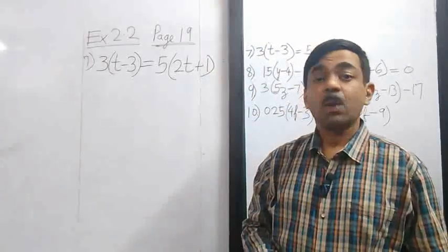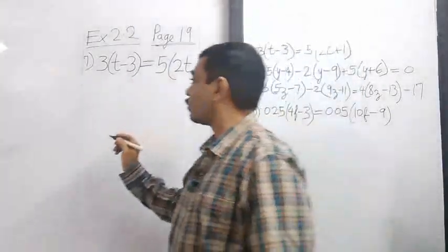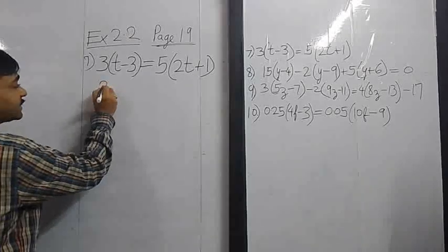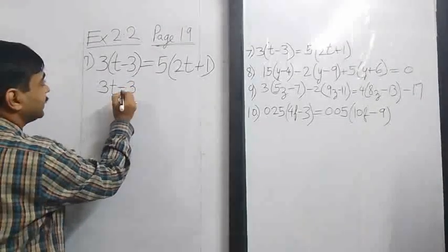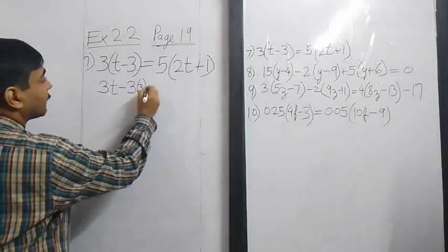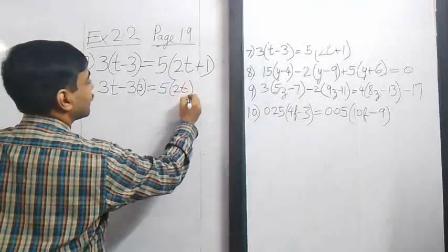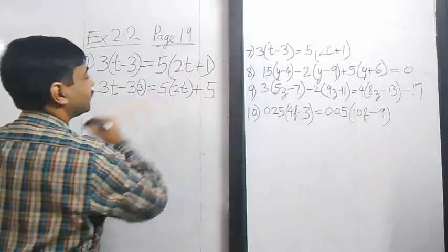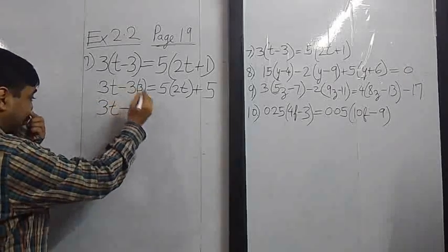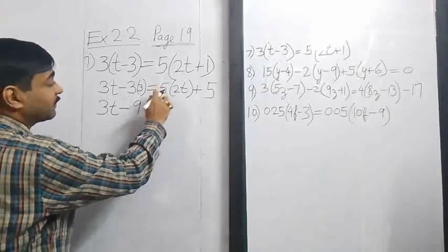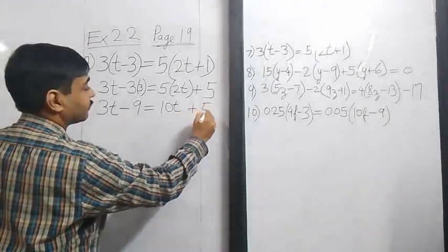In this first equation, we observe the variable is t on both the sides of the equation. So, as we would observe, the very first thing would be to open the bracket. I open the bracket, 3t minus 3 into 3 equals 5 into 2t plus 5 ones are 5. I proceed ahead. 3t minus 3 times 3 is 9 equals 5 into 2t is 10t plus 5.